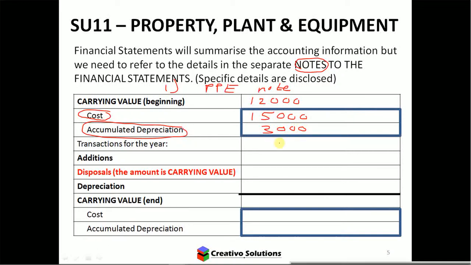During the year, different things can take place. I can have additions, meaning I've bought more equipment. I can have disposals where I've sold. If you're selling, it needs to be at carrying value. Okay, because when I sell something, it's always a carrying value.